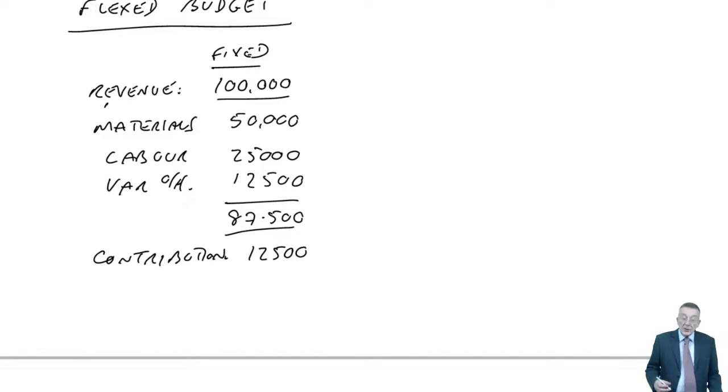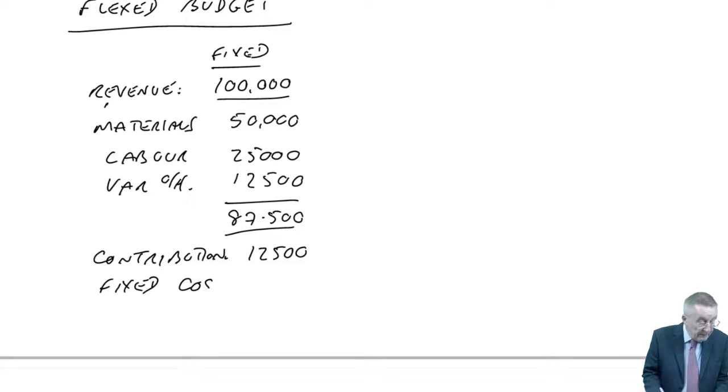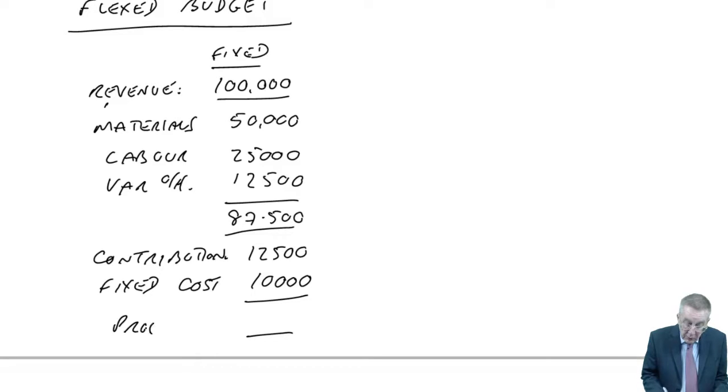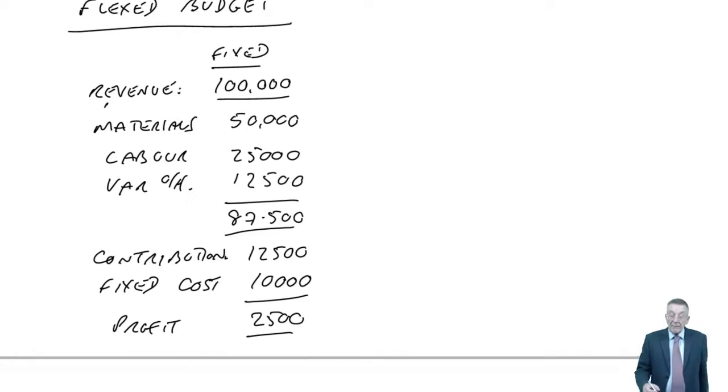That's the contribution, but of course there are fixed costs. We've budgeted on 10,000. And therefore, the budgeted profit, 2,500. So there we are. There is our original fixed budget. There's our target for the year.